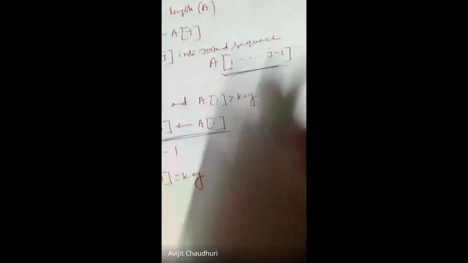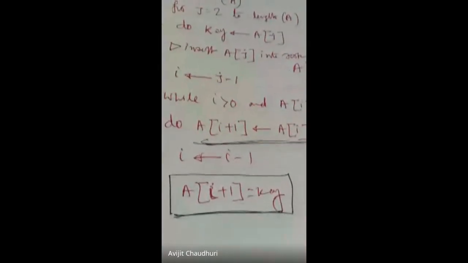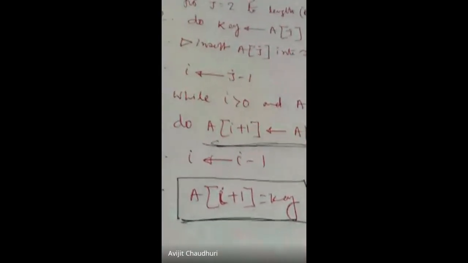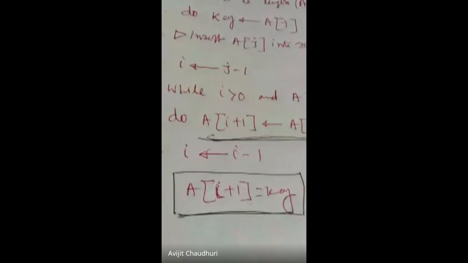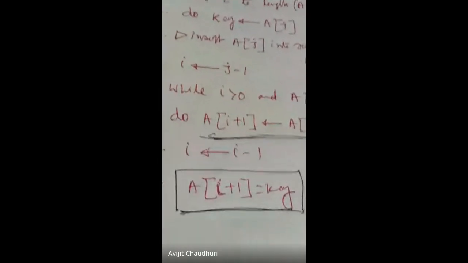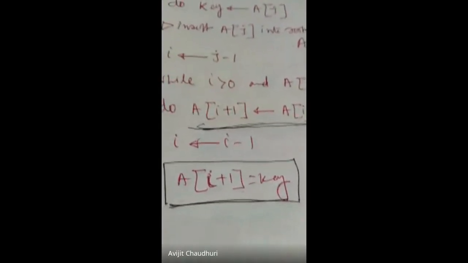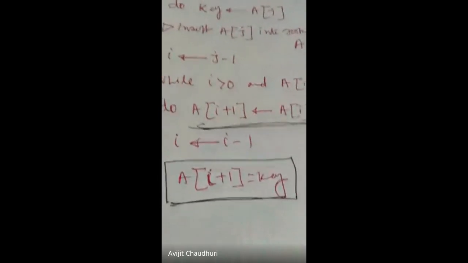How will this be swapped? A of i plus 1 is equal to A of i. That means we have to first create the space over here. We will shift all the items to the right, and this item will be inserted at that place. This is for shifting and this is for inserting. First of all, you have to create the space. All the items will be shifted right, and then in this place the item which is being sorted will be placed. You have done it in that way.